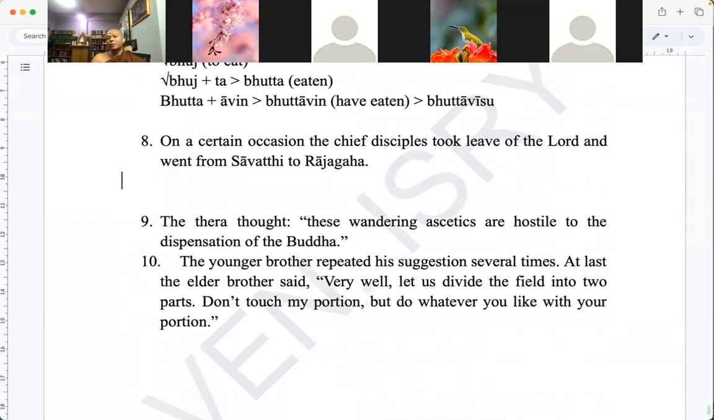On a occasion, on a certain occasion, or on one occasion. So that is maybe Ikasamayi or Ikan Samayan, or Tasmin Samayi, something we already learned. So Ikan Samayan is okay with the accusative case. Ikan Samayan. So the chief disciples in Pali, disciple is Sawaka, and the great disciple is Mahasawaka.